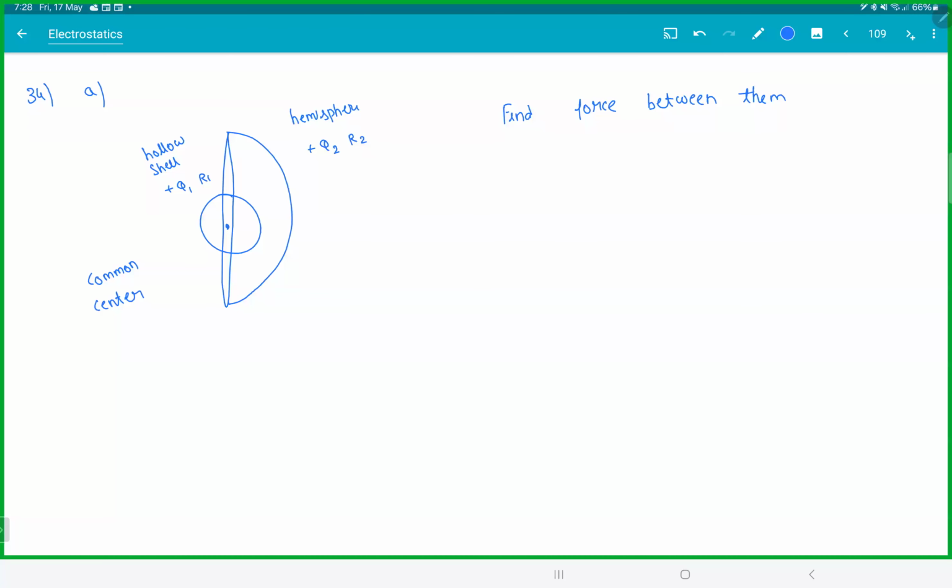Is this question clear, what we did? So we have a half hemisphere positive charge and a full sphere positive charge. They have a common center. See, if it had been full and full, what is the answer? 0, right? Because the field inside the hollow shell is 0, so there'll be no force between them. But the moment you make a half shell, there is a force. They'll get repelled. Find the force between them.